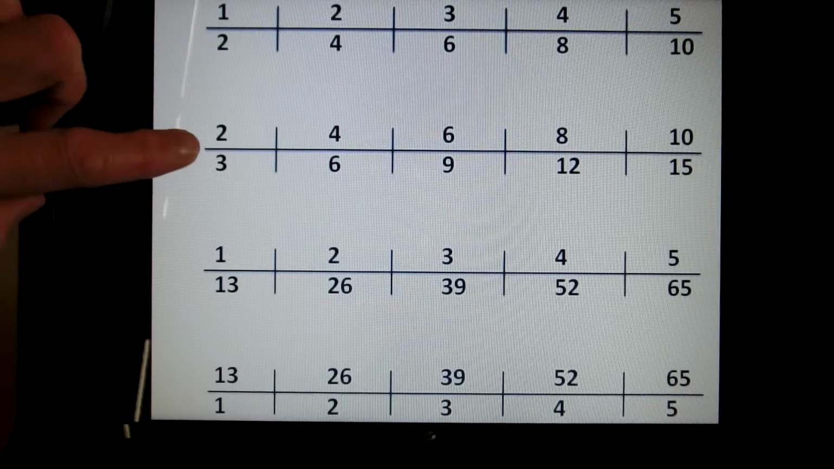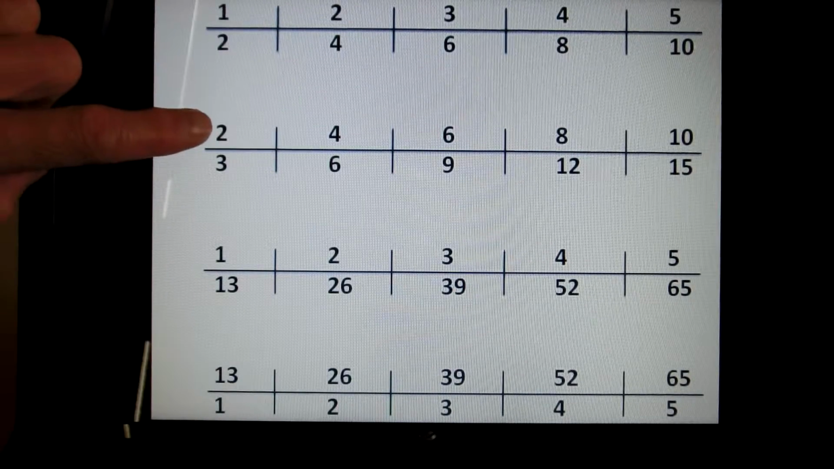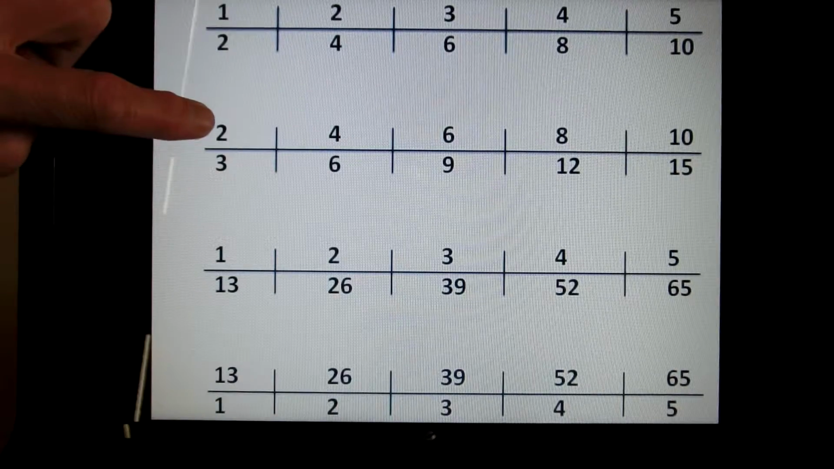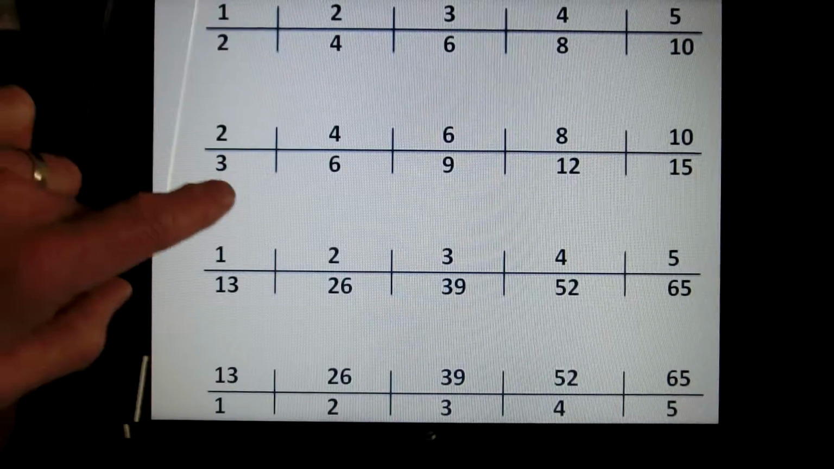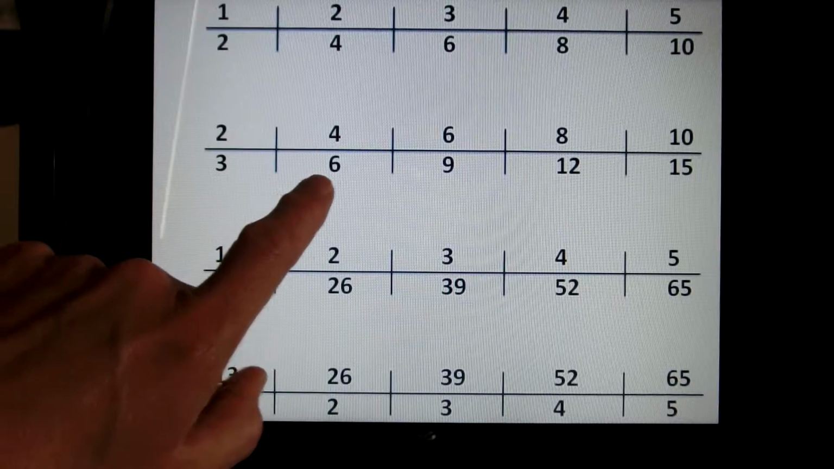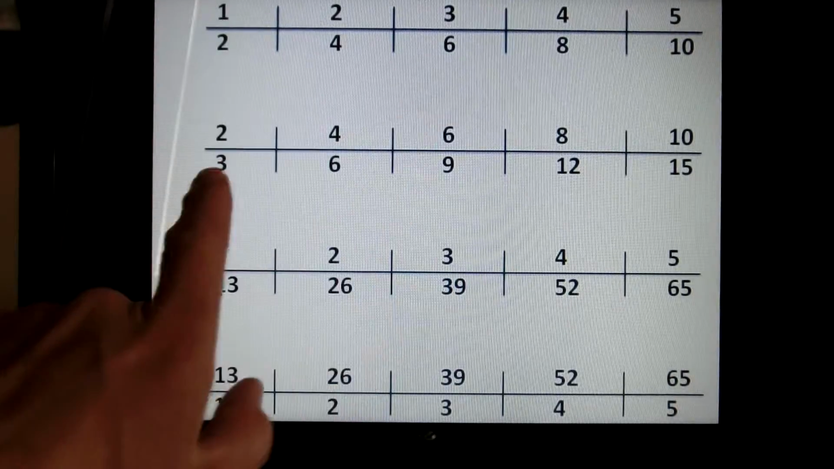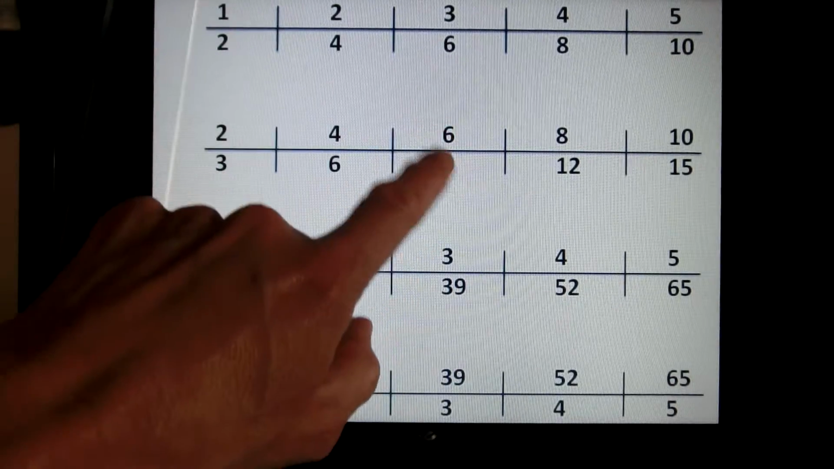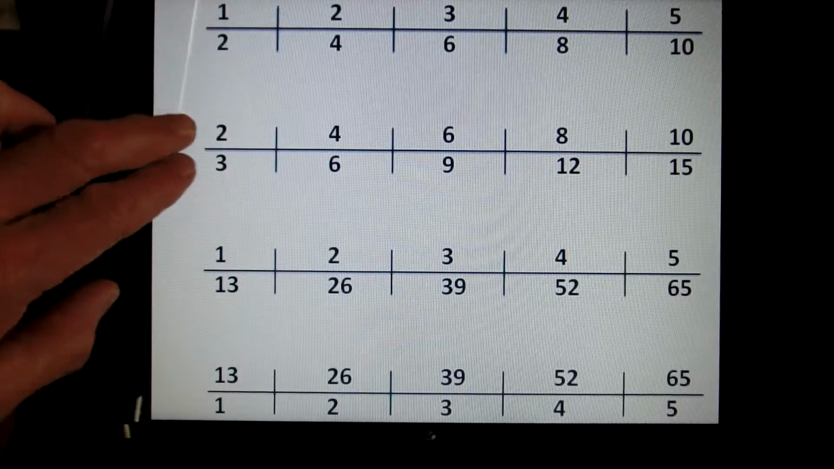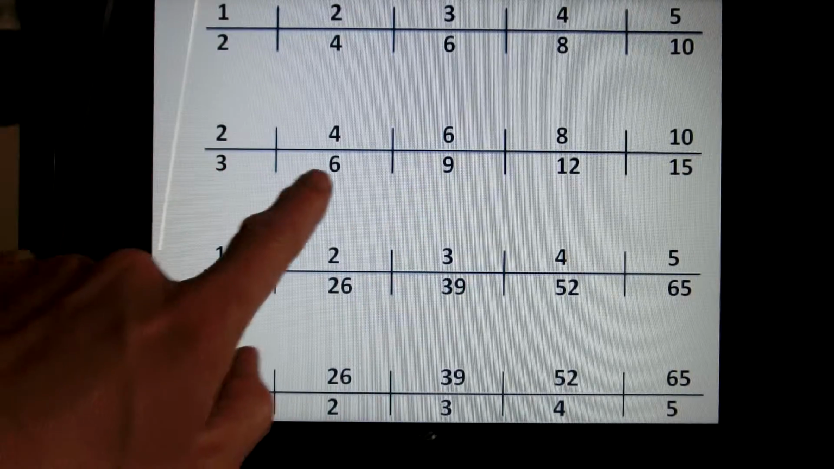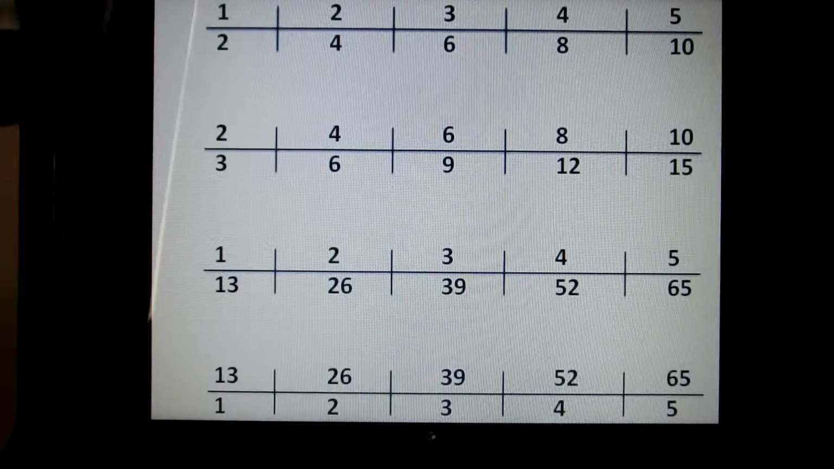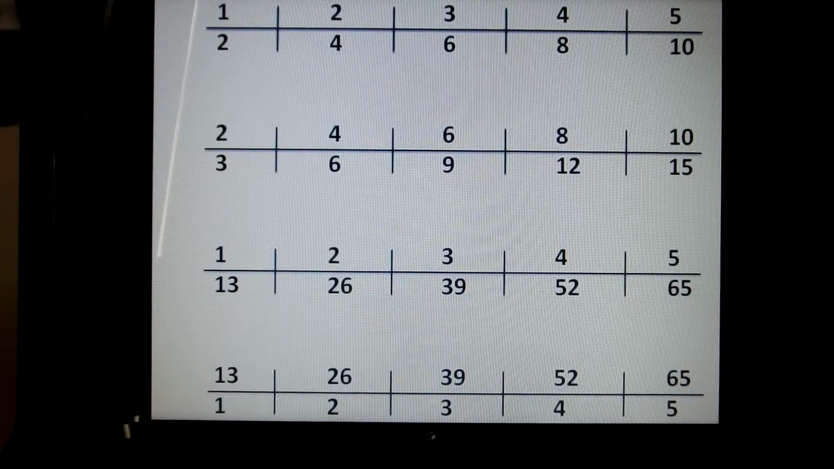Then we have another ratio table here where the ratio is 2 to 3. So what happens here? If I double that and double that, the ratio becomes 4 to 6. If I do times 3 and times 3, the ratio becomes 6 to 9. So although the pairs of numbers look different, they do maintain and keep the same ratio.